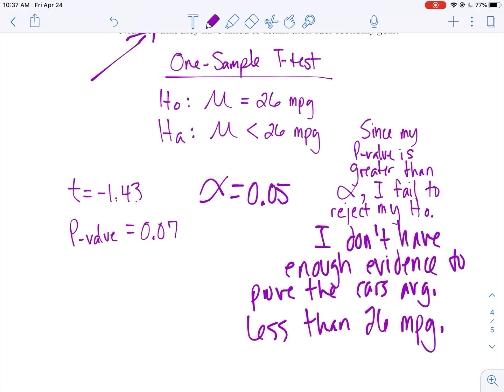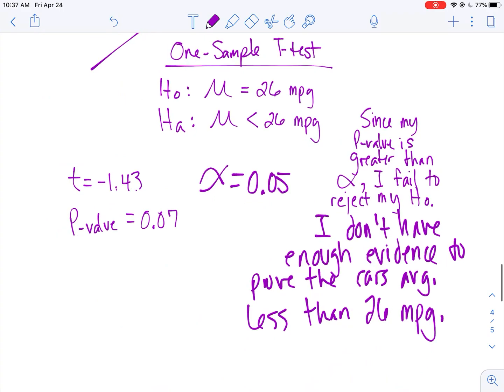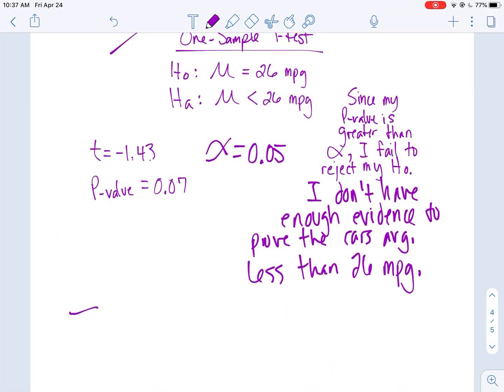Now, one important thing to clarify, that does not necessarily mean that I've proved my null hypothesis. I just don't have enough evidence to prove that it's not true. I don't have enough evidence to prove my alternate here, so I just failed to reject my null. Now, what kind of error could have happened here? Type 1 is reject the null when the null is true. That's type 1 and not type 2. However, I failed to reject my null, which means I could have made a type 2 error.